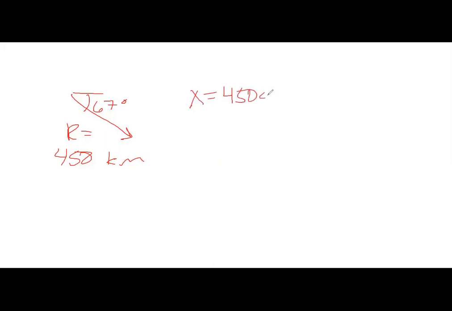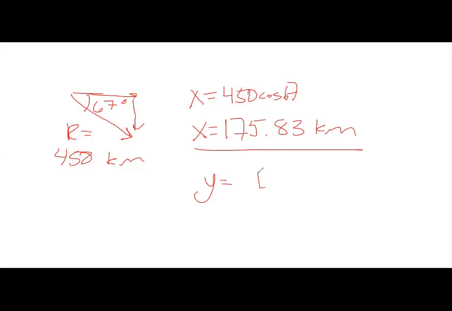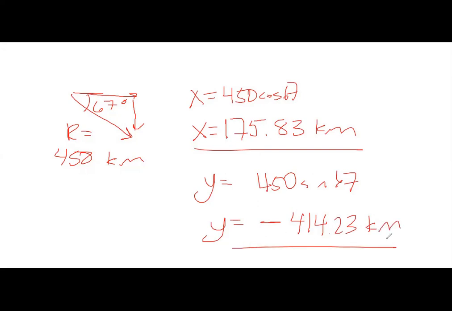X equals 450 cosine 67. X equals 175.83, and that's positive. Oops, I forgot to draw my triangle. That's what our triangle looks like. 175.83 kilometers. And then y is 450 sine of 67. Y is negative 414.23 kilometers. Anybody need anything clarified there?